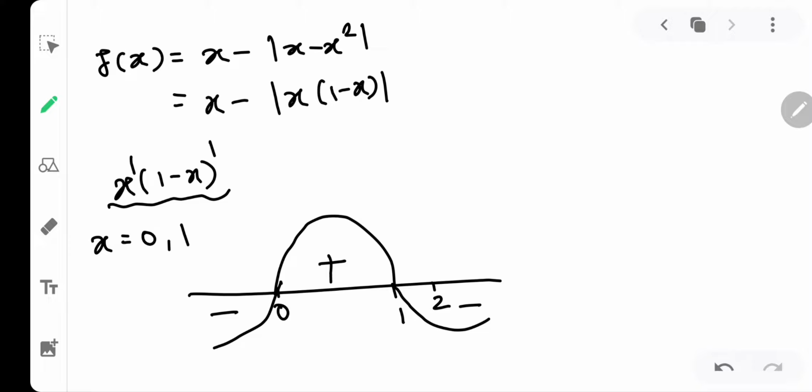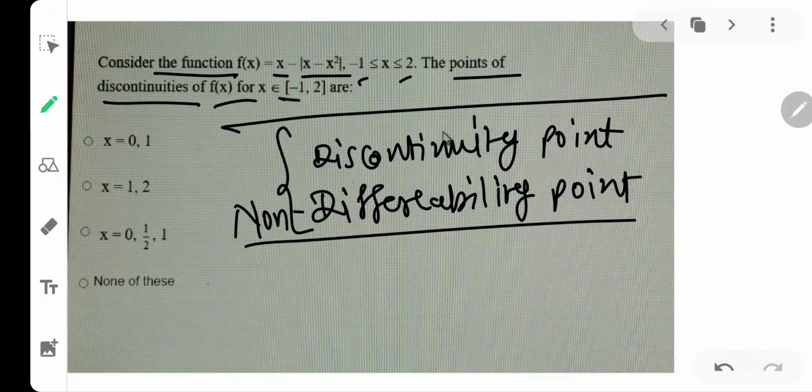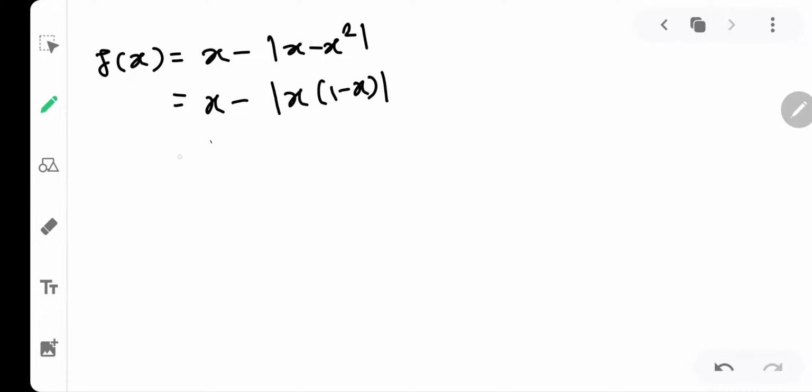It means before 0 the function opens negative, after 1 the function opens negative, and between 0 and 1 the function opens positive. I hope this is clear to you, because between 0 to 1 the function is positive, so it will open positive, and before 0 it is negative, so it will open with a negative sign, and after 1 also the same story. I hope you got it. If you do not get it, please revise the wavy curve property, theorem or method. Okay, now the domain is −1 to 2. Let us make use of it.